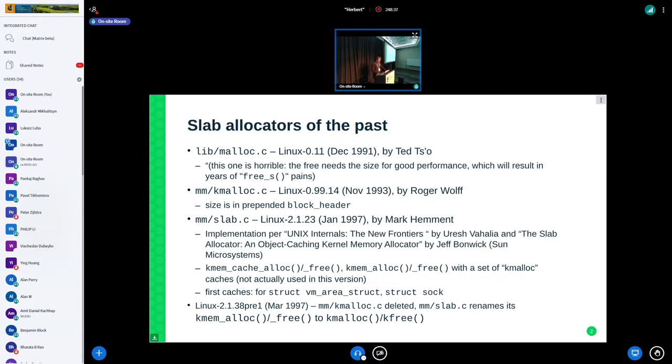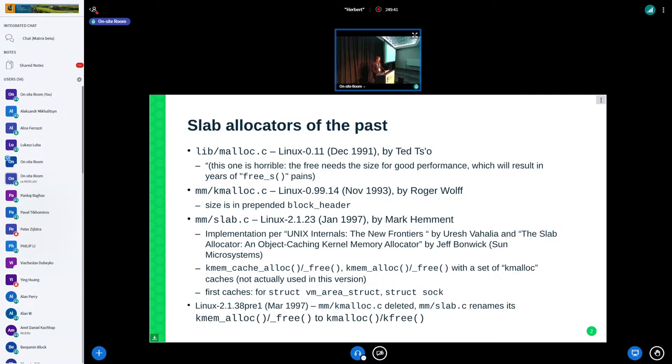So the first kind of small object allocator I found was malloc in the very early days or months of Linux. And the commit in the historic Git tree, which I don't know who wrote, mentioned that it was really horrible because the size was not stored with the object, so the free had to pass the size as well. There was a free_s function that had to take both the address and the size, and apparently it was years of pain, if anyone here remembers that. Then in 1993, there was a re-implementation in kmalloc, which had the size prepended, as the slob allocator does now. And probably it still took some years to get rid of free_s.